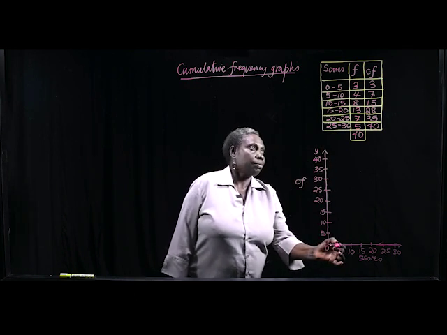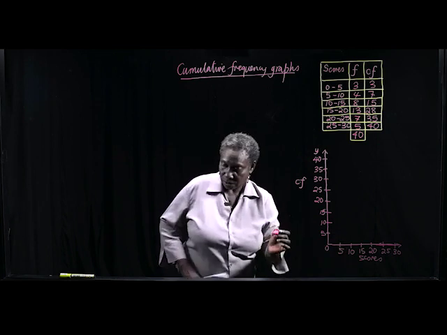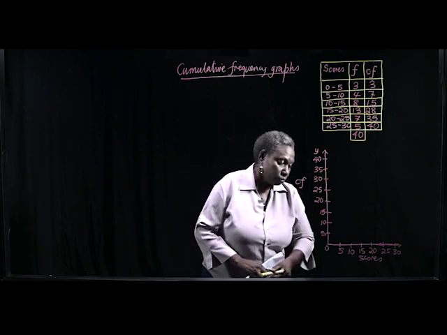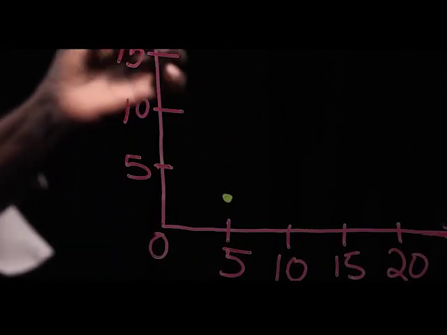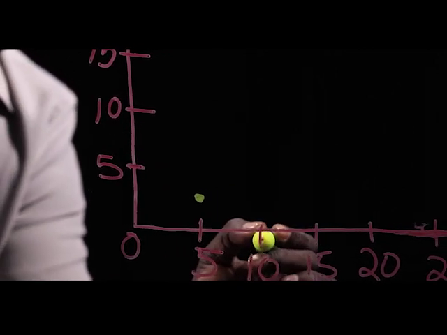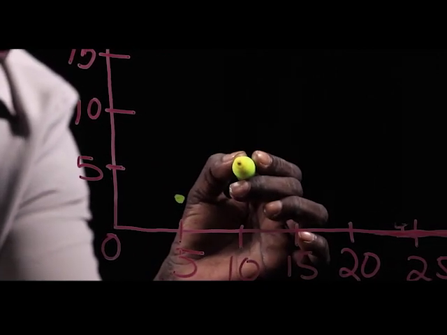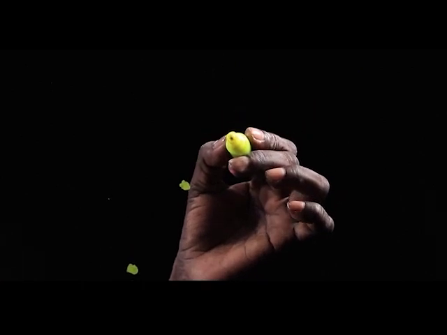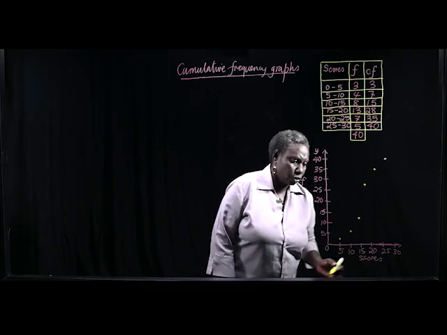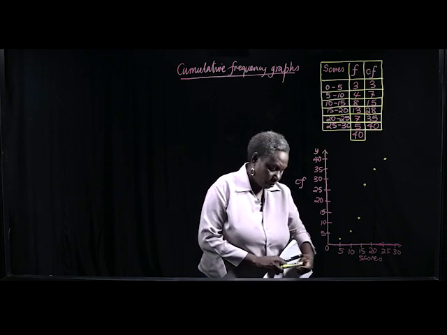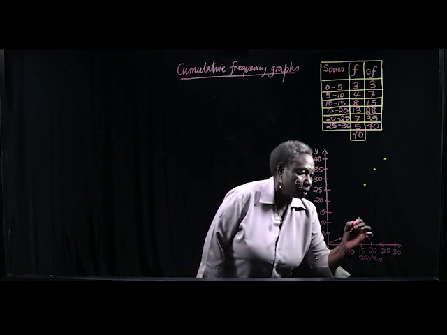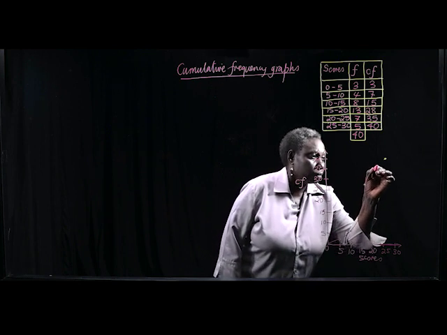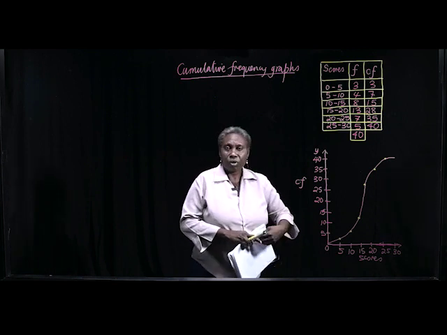For 0 to 5, the cumulative frequency is 3. So 3 is somewhere here, below 5. For 5 to 10, the cumulative frequency is 7. 7 is above 5, somewhere below 10 here. And then for 25 to 30, that's 40 here. Then I join these dots to form a cumulative frequency graph. I join all these points here, and now I have come up with a cumulative frequency graph.